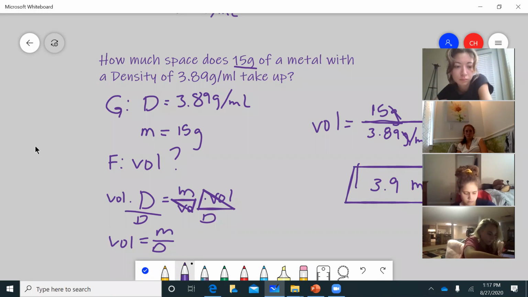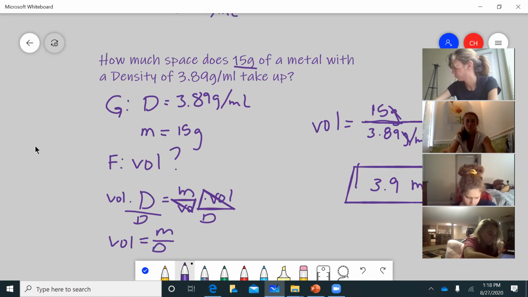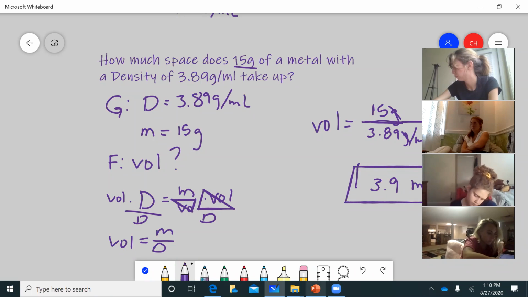So on your first test, you'll definitely have some density questions, stuff like this, and then density will just sort of become second nature as we move through the semester. So being able to move from density to volume or volume and mass to density, whatever. Great.